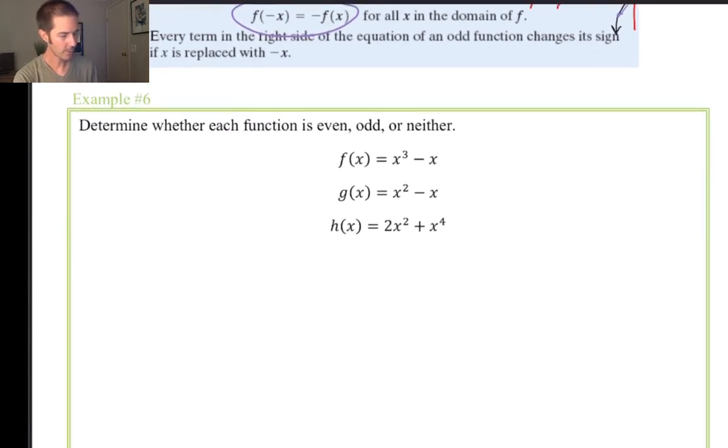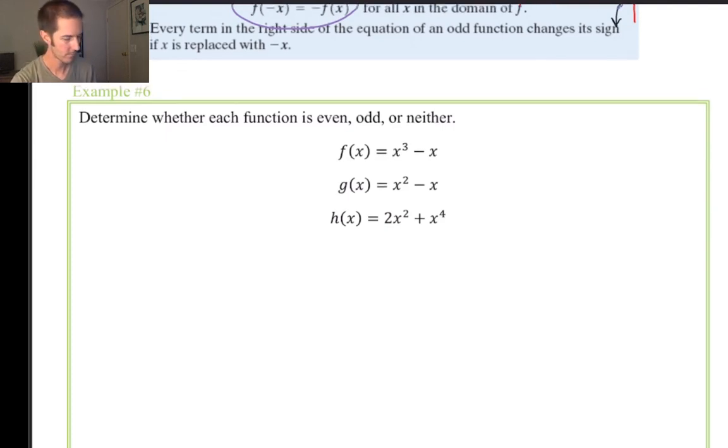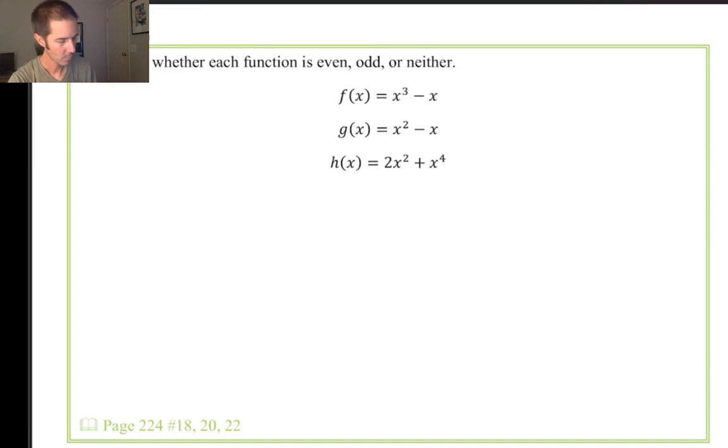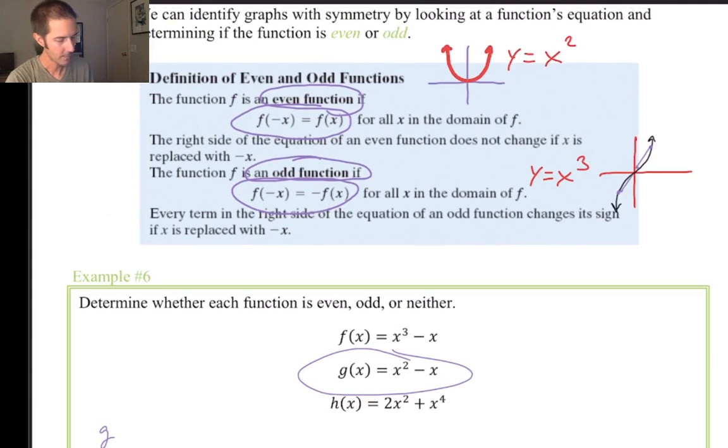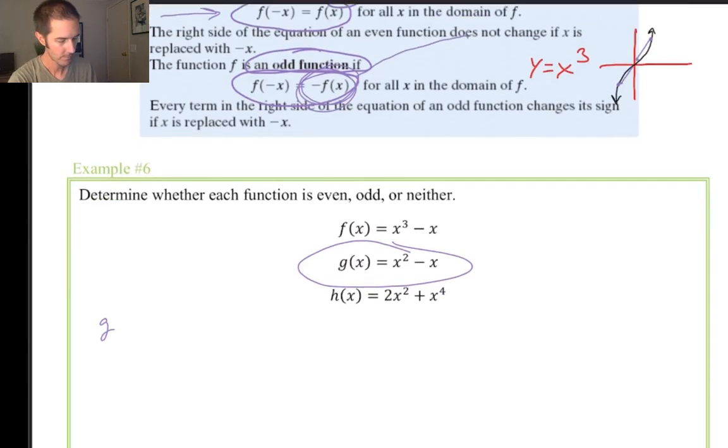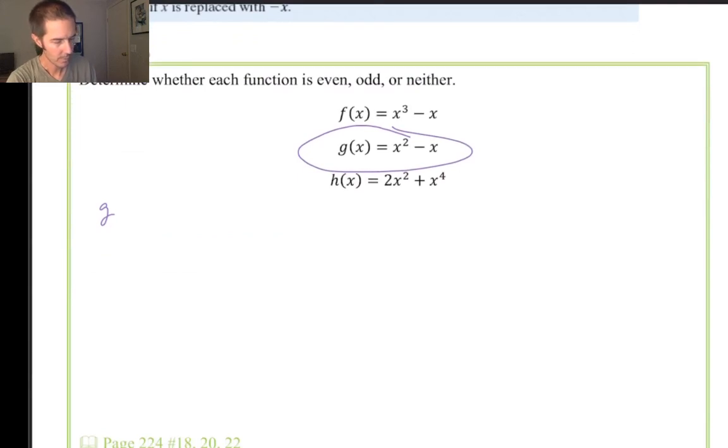Determine whether each function is even, odd, or neither. Let's just work through one of these. Let's work with g of x. We already know what g of x is. It's given to us. The other two things that we're going to need in order to do our testing are g of negative x, and negative g of x. So let's figure out both of those.